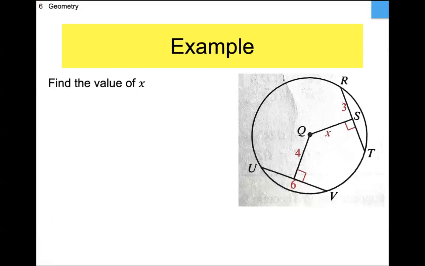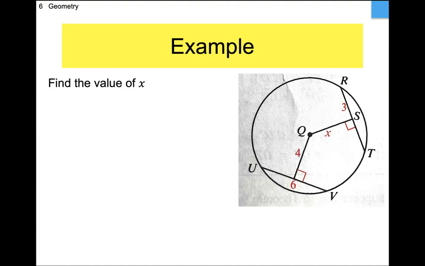All right, one example to finish things up here. Let's see what we got here. Now, we got a circle. It looks just like that previous theorem where we have segments coming from the center perpendicular to the chords, and it says find the value of x.